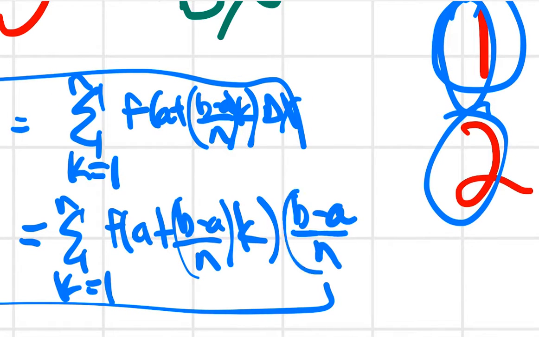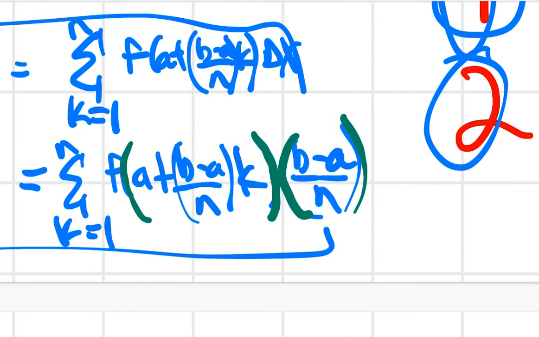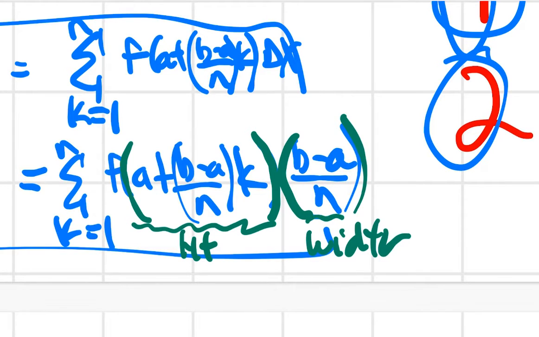Okay, so I'll just put these in different brackets so you can see them. So this right here is the height of each rectangle. This right here is the width of each rectangle. Okay, the height and the width of each rectangle.